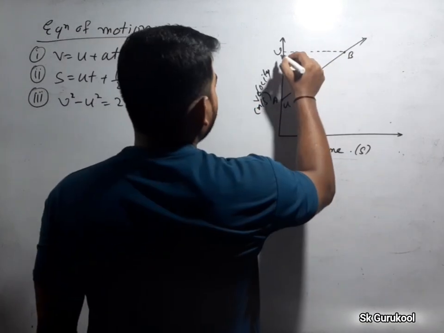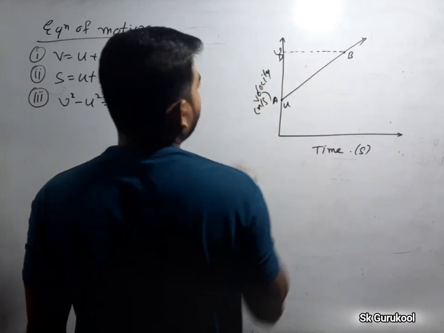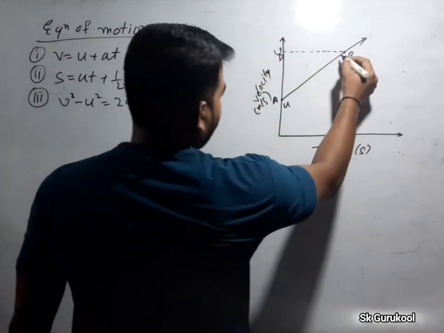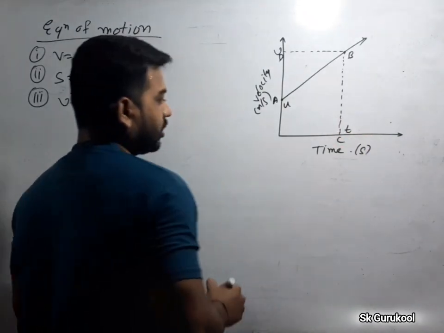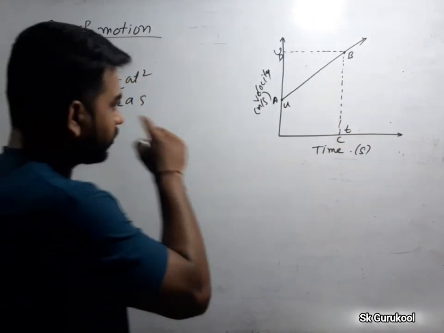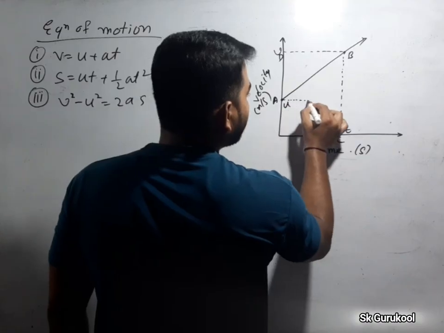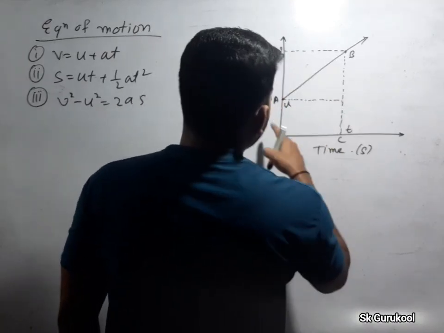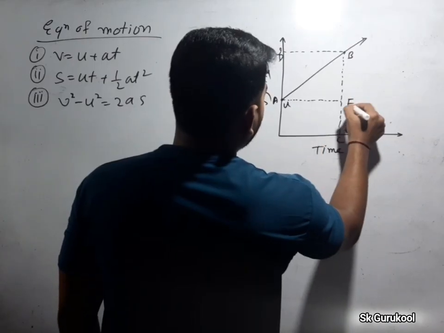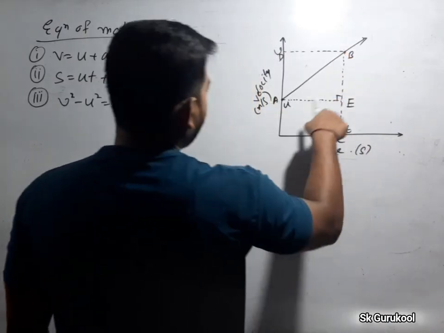Let us consider it is D, and at point B the time is t. Let this point be C. Let's draw a line parallel to the time axis. Let it be A, B, C, D, E, okay. A is perpendicular to BC.